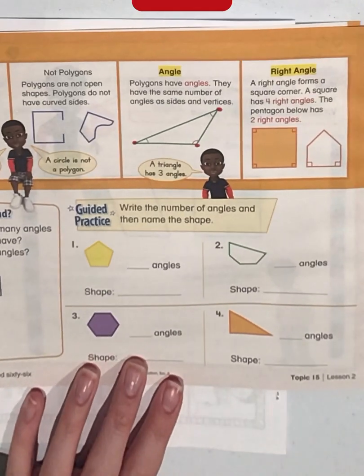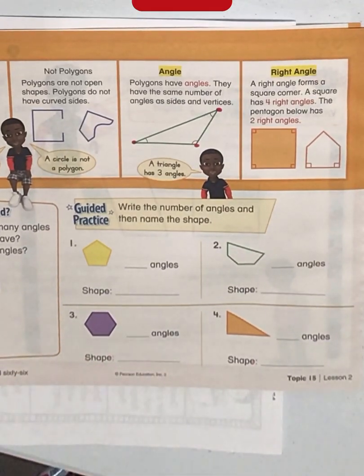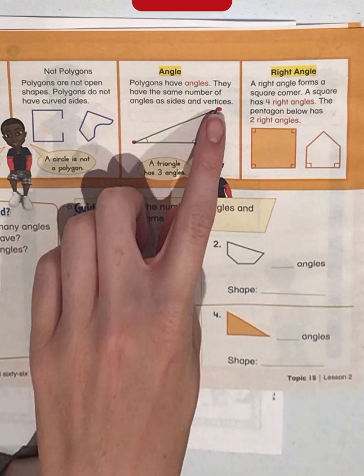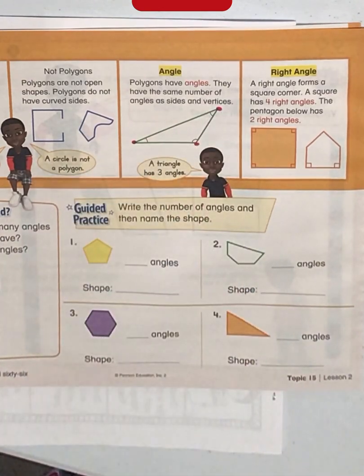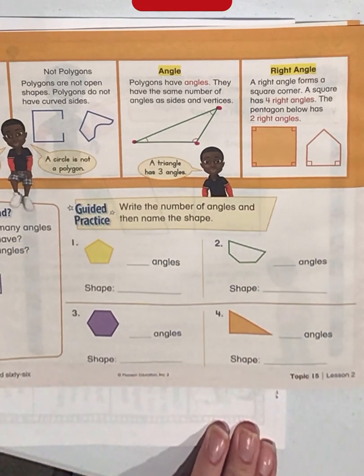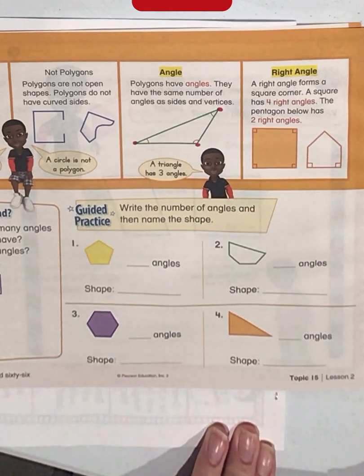And then angles, all polygons have angles. They have the same number of angles as sides and vertices. So I have marks here for my vertices, and you can see everywhere there's a vertex, there's also an angle. So last week we learned that if we count the number of sides and the number of vertices, those 2 will match. And now we're going to add angles in. Those will also be the same.